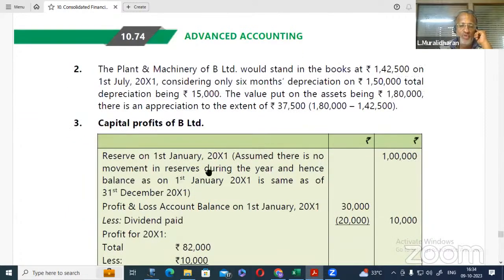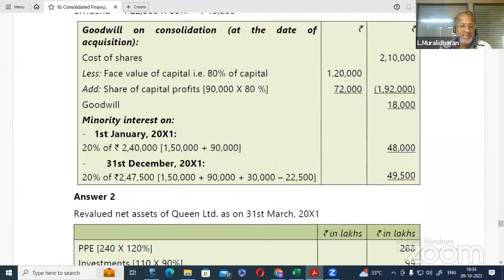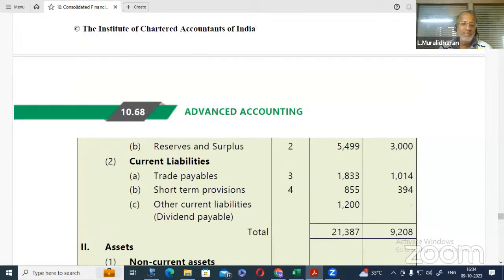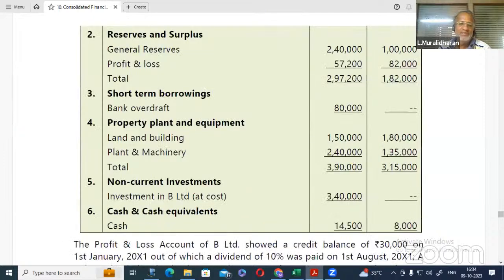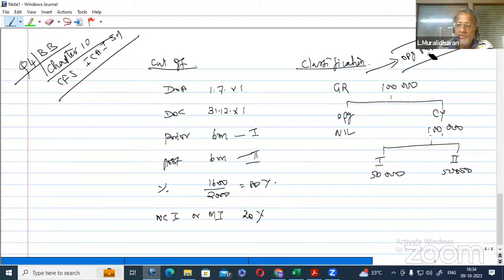Assume that there is no movement in the reserve during the year, and means the 1st of January figure is the same as the closing figure. So now they have just done exactly the opposite of what they were doing in other cases. So we will fall in line with what they have just given there. So we will assume the opening balance and closing balance as the same.